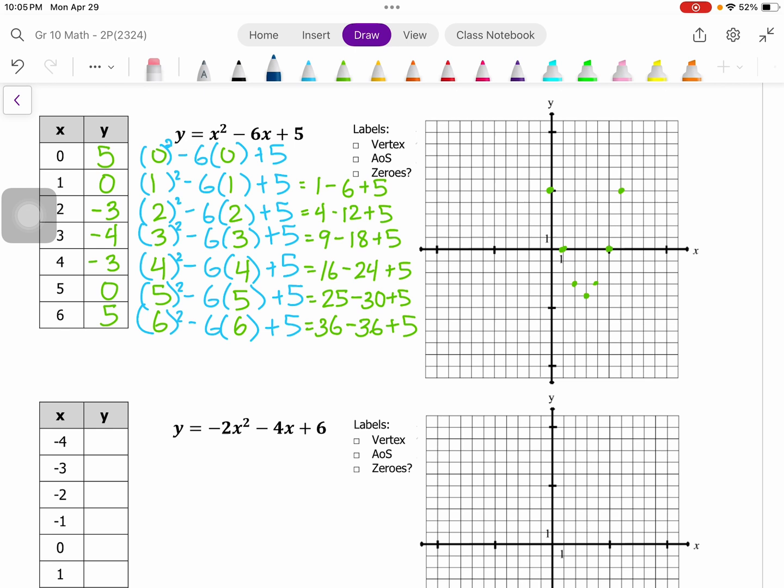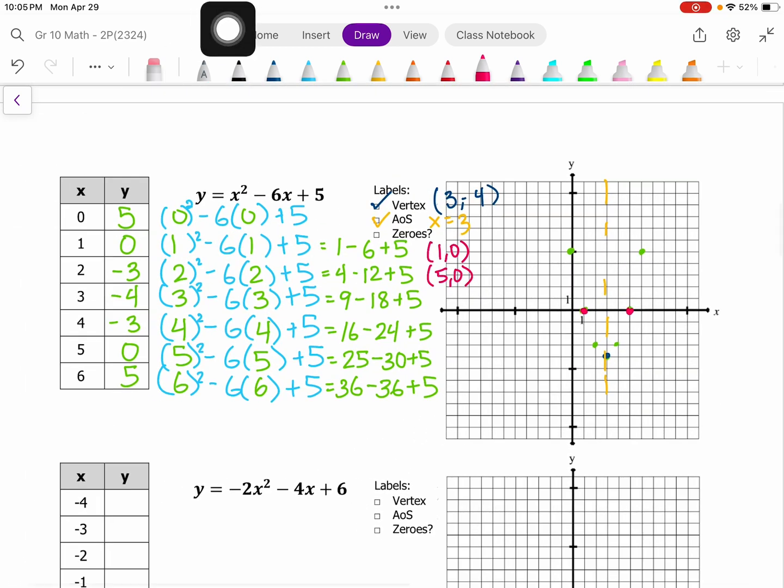So we have our vertex. It's over here. That's the point (3, -4). We have our axis of symmetry, which happens at x is equal to 3. Our zeros are over here. We have 2 of them. So we have (1, 0) and we have (5, 0). Those are our 2 zeros.